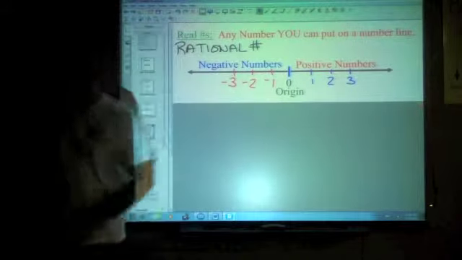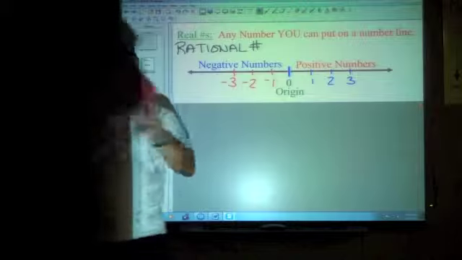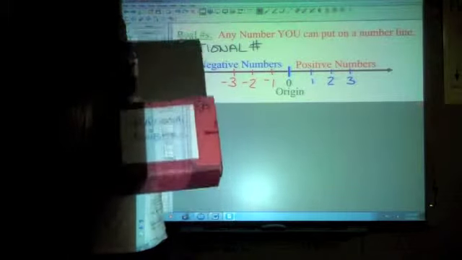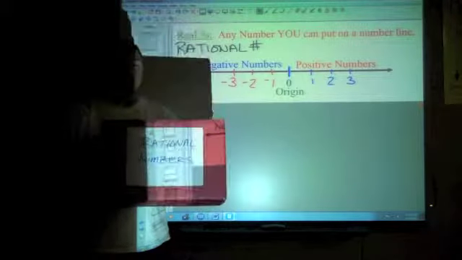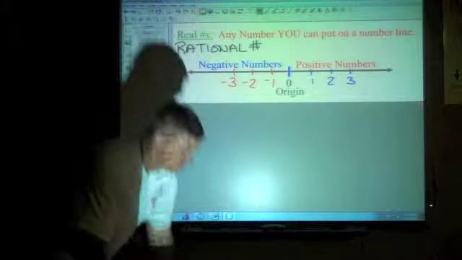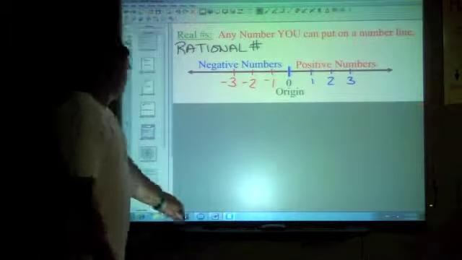So this box right here that I have, and I'll refer to it momentarily, this box represents all the rational numbers. If it's a rational number, if it's a number that you can put on a number line, then it's in this box. It's a special box. It contains all of them. So rational numbers, real numbers are in that box.